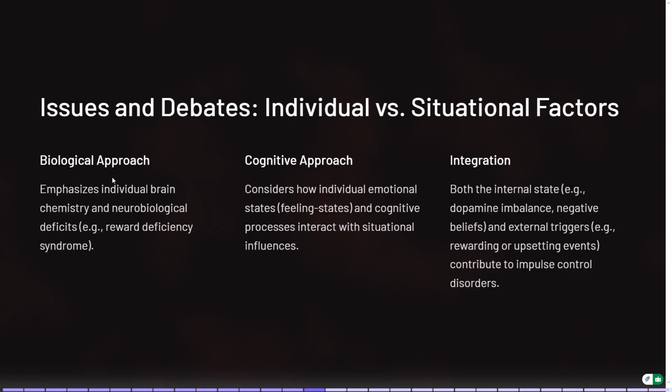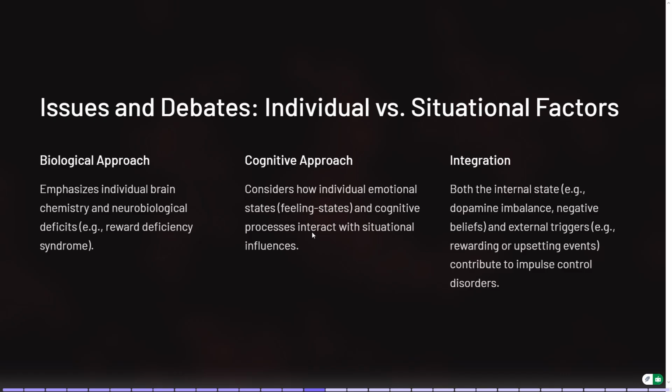Now, issues and debates, individual versus situational. The biological approach emphasizes individual brain chemistry and neurobiological deficit, for example, the reward deficiency syndrome. So this is a biological approach. All those things are individual brain chemistry, so this is an individual aspect.